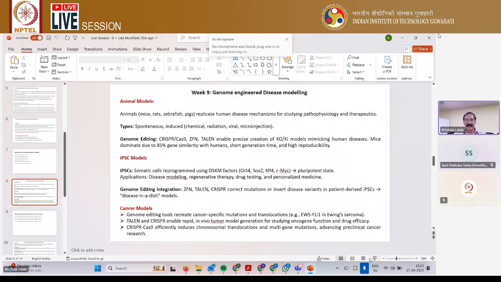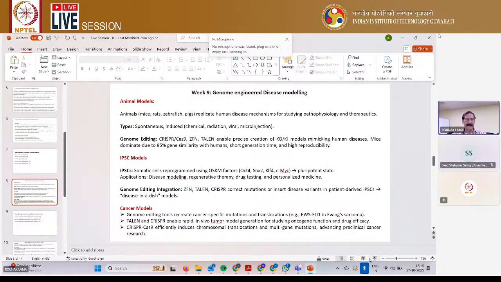which enables us precise creation of knockout and knock-in models mimicking human diseases. These mice dominate as models due to 85% gene similarity with humans, short generation time, and high reproducibility. But porcine models are also under development. And particularly, humanization of porcine models is one of the most important developments in animal model creation.